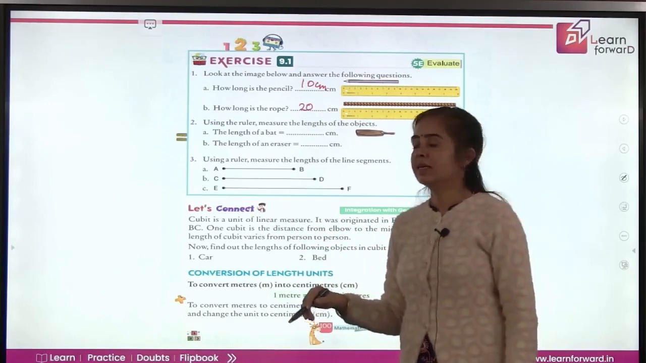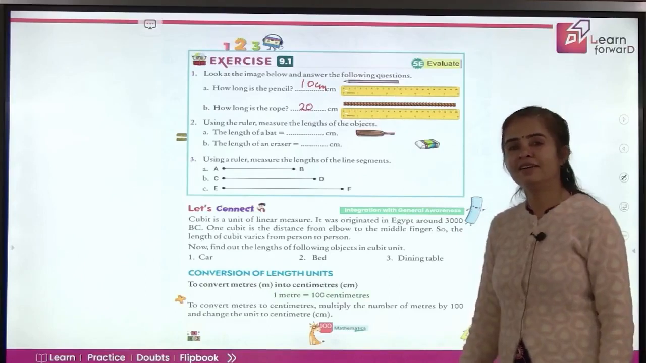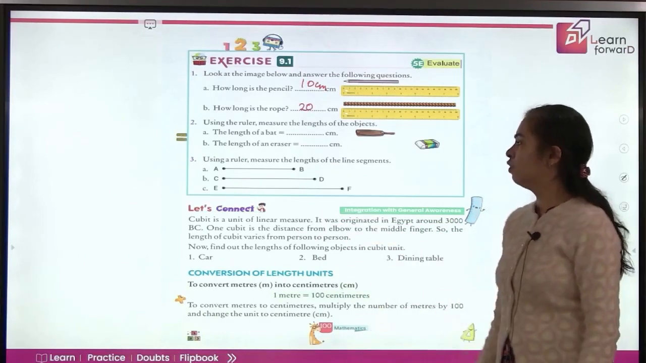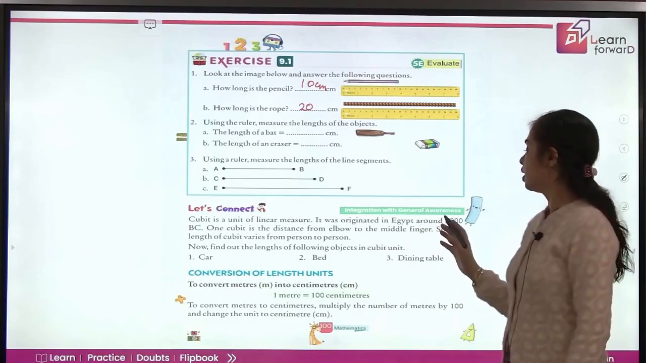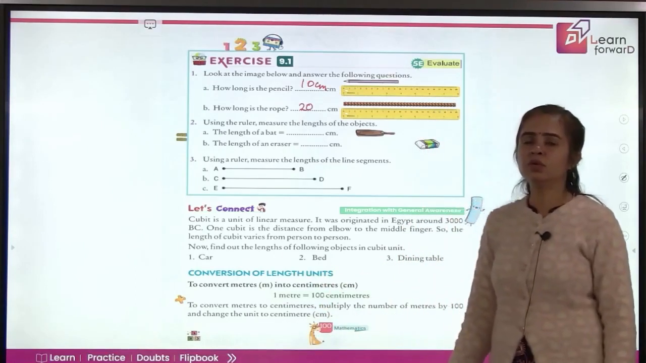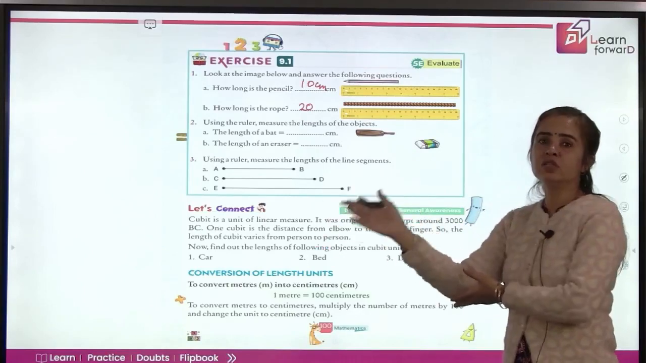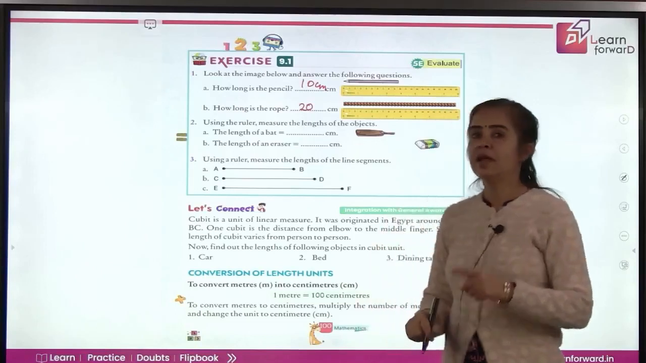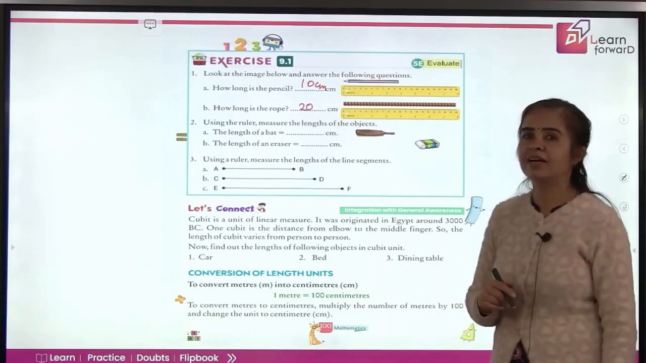Now, let's connect. We have learnt about the different units, the ways of measuring length, isn't it? Cubit, that is 1 unit of linear measurement. It originated in Egypt around 3000 BC. And what is 1 cubit equal to? We have learnt this is from your elbow till the middle finger. This is your 1 cubit. Do you remember this? This is a handspan. Yes, children. And these are fingers. So you can use them also, but these are not standard units of measuring length.